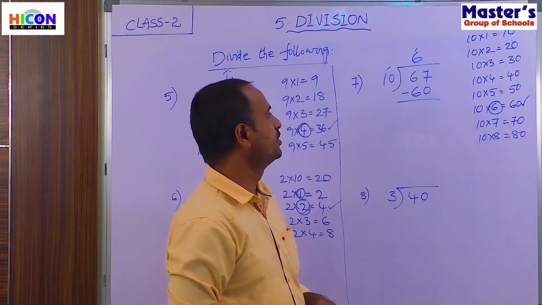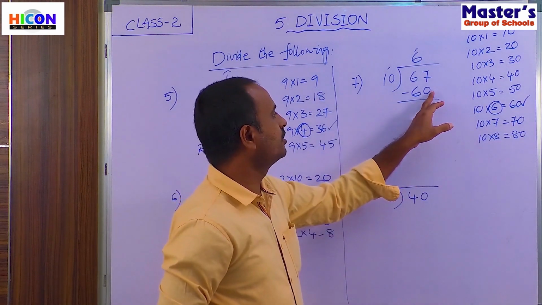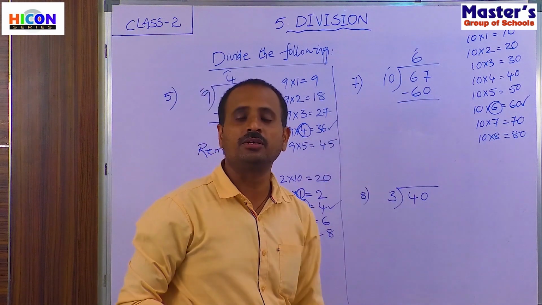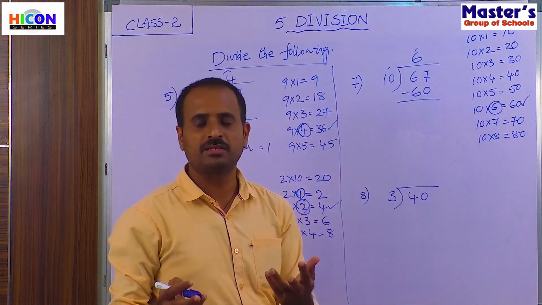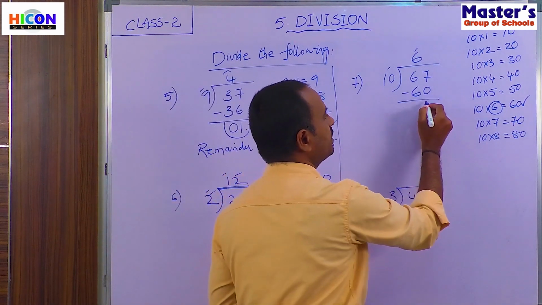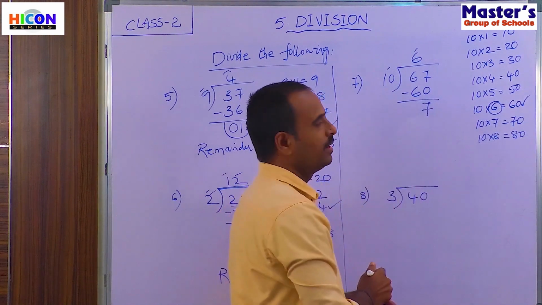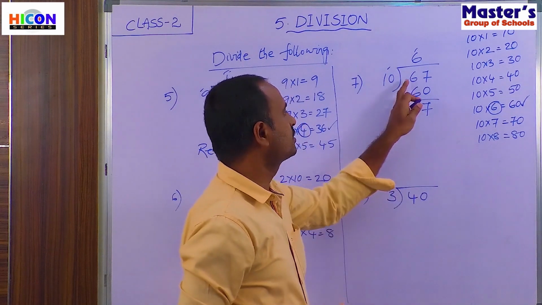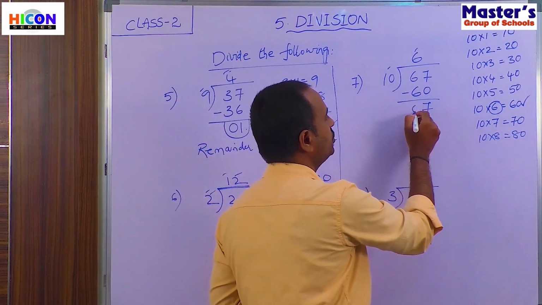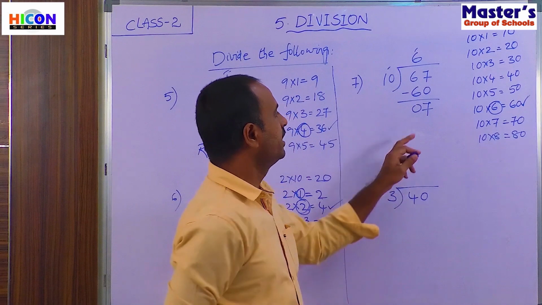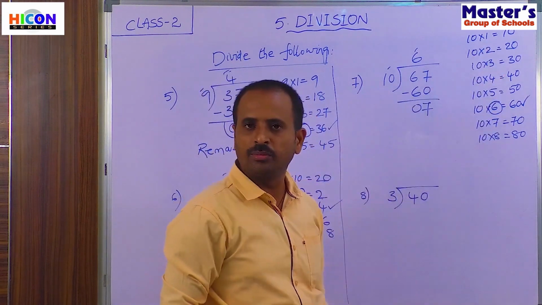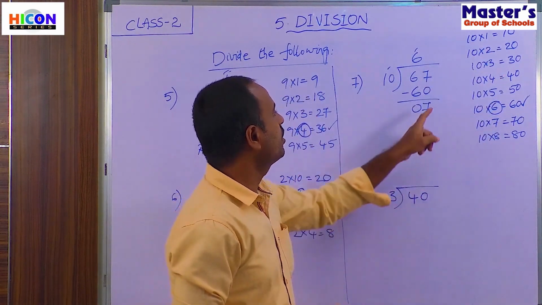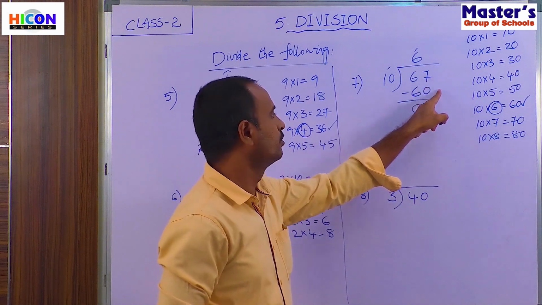So first subtract the digits in the ones place. That is, subtract 0 from 7. If you subtract 0 from any number, you will get the same number. That is 7 minus 0, again 7. And subtract the digits present in the tens place. That is 6 minus 6, we will get 0. So children, there is no 7 in the 10th table, and there are no more digits in the dividend to bring down.